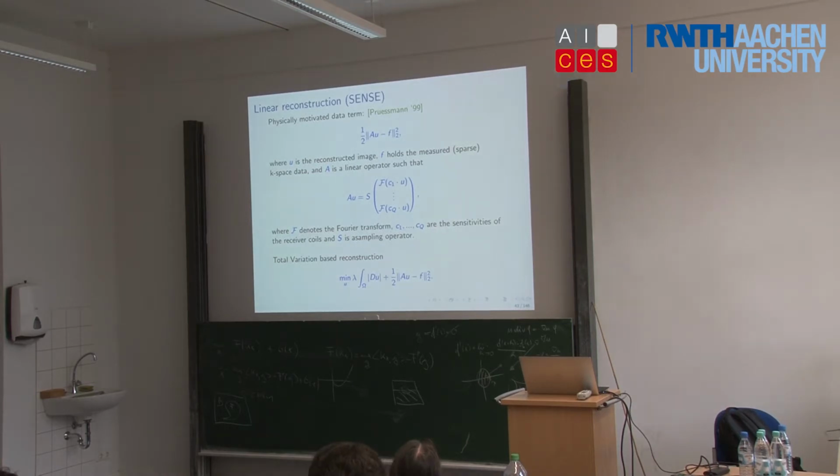In summary, a total variation-based reconstruction model looks like this. You take this as a data fidelity term. So you see U times C gives the weighted images. Fourier transform then should correspond to your measurements. And the total variation takes care that we get rid of the noise and backfolding artifacts.